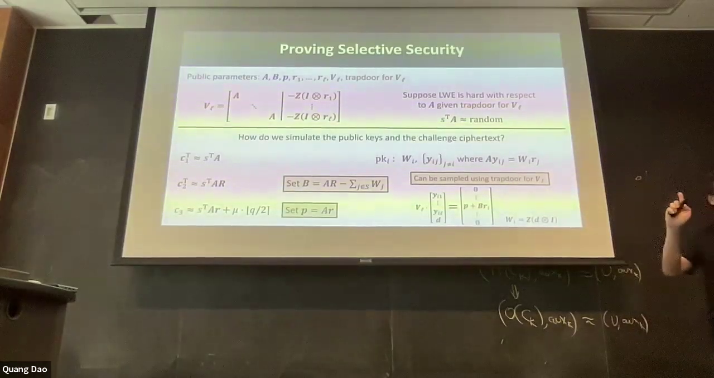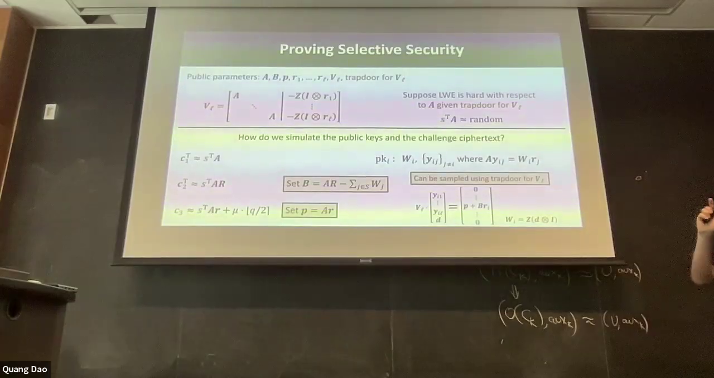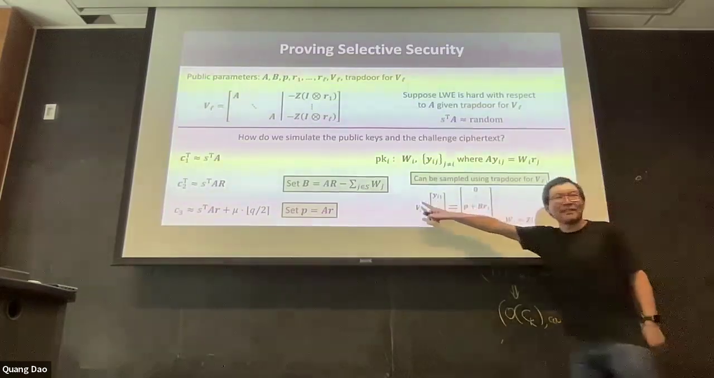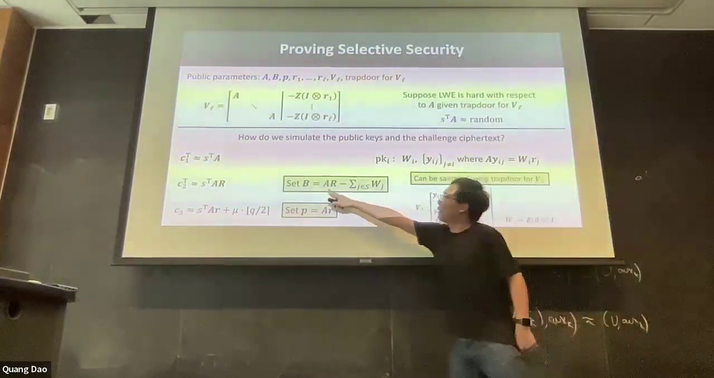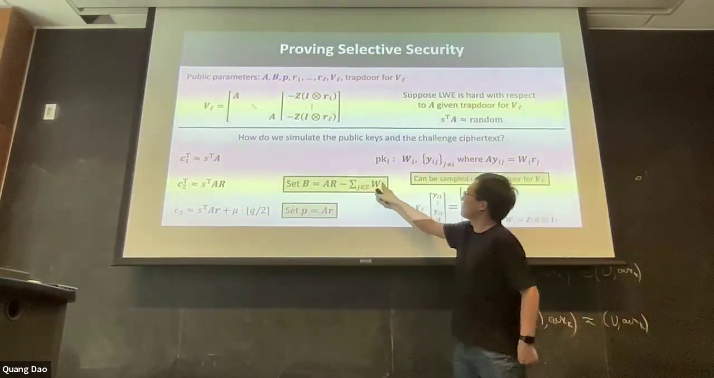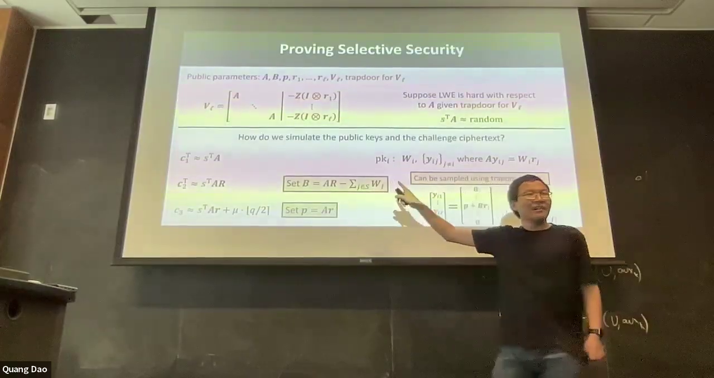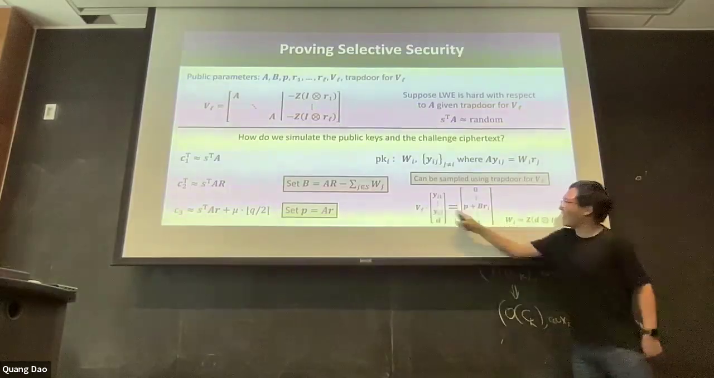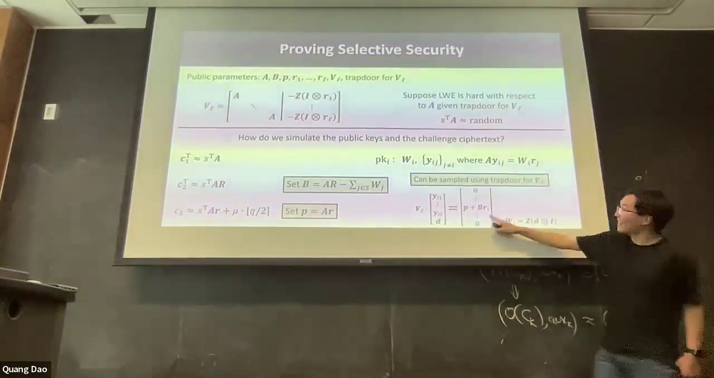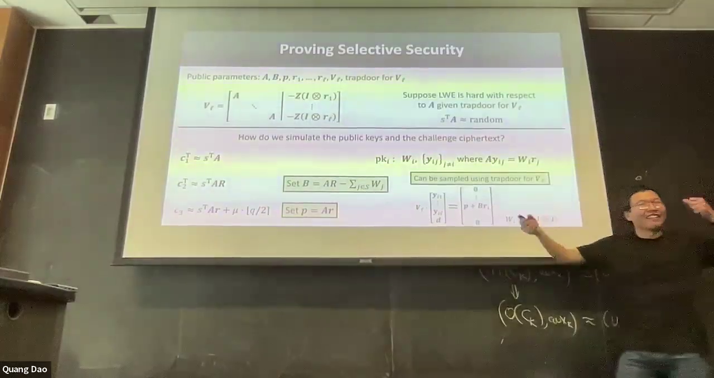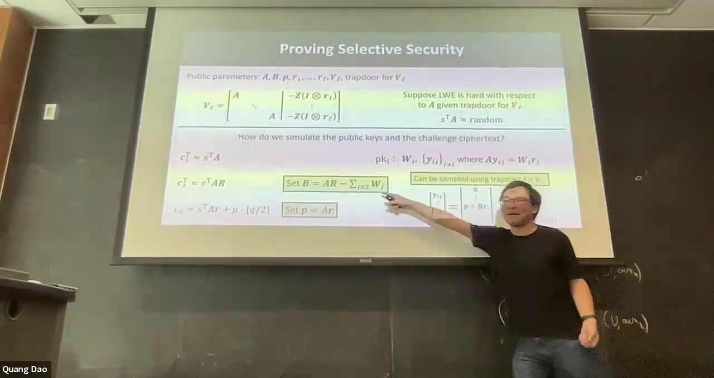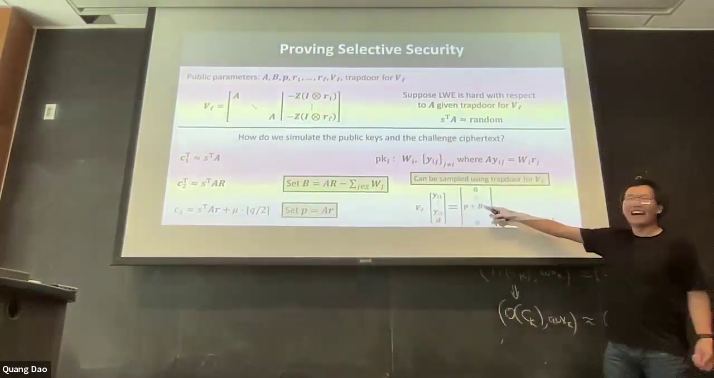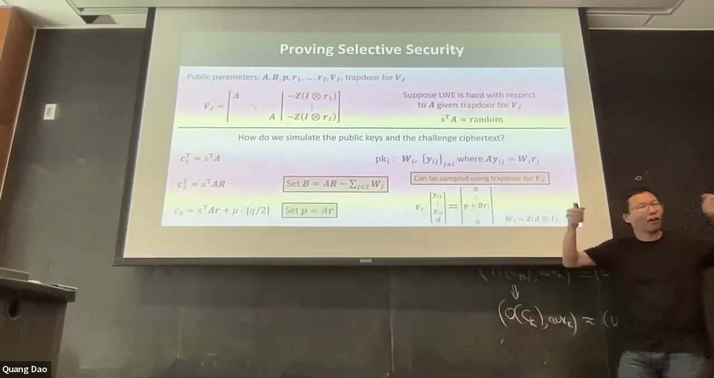There is one problem. Does anyone see what the problem is? There's one problem with this programming step. How do we program? We program B to be something minus the public keys. But how do we choose the public keys? Well, the public keys were chosen as pre-images of this particular matrix. Notice that this matrix depends on B. Which one are you going to pick first? Are you going to pick B first, or are you going to pick the public keys first? They're sort of correlated.